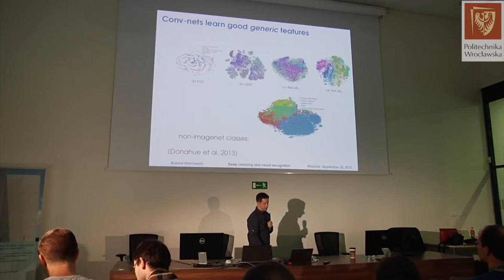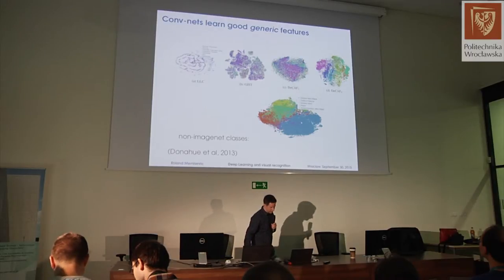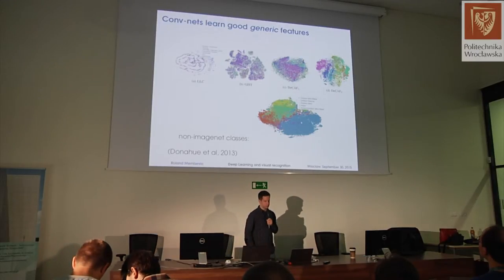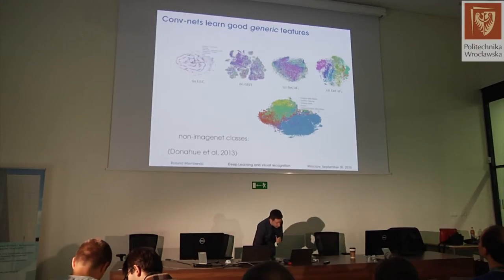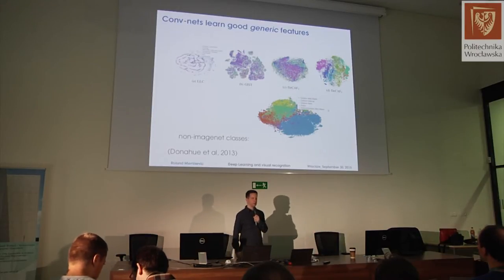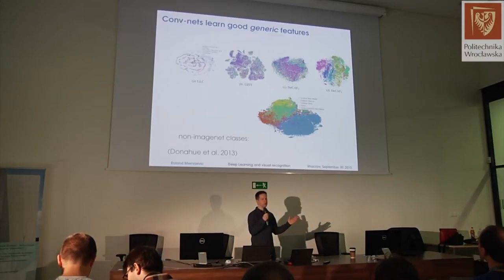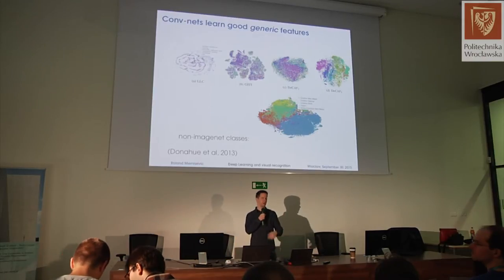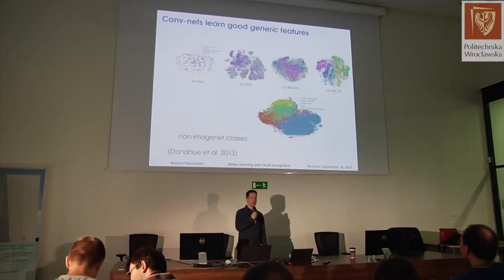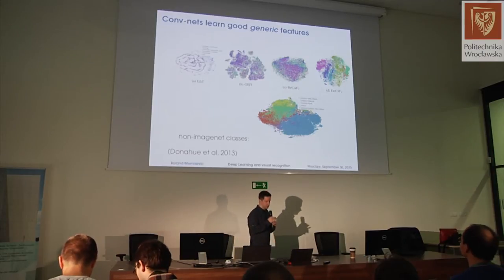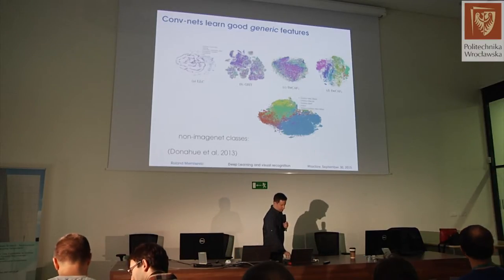Here's another example. You get a very good separation across classes, even for a task like scene recognition, where you have classes like outdoor man-made, outdoor natural, indoor man-made, and whatnot. So the network figures out what the difference is between an indoor scene, like here, and an outdoor scene, like over there on the street, even though it has never been trained on that explicitly. So these are very good feature extractors.